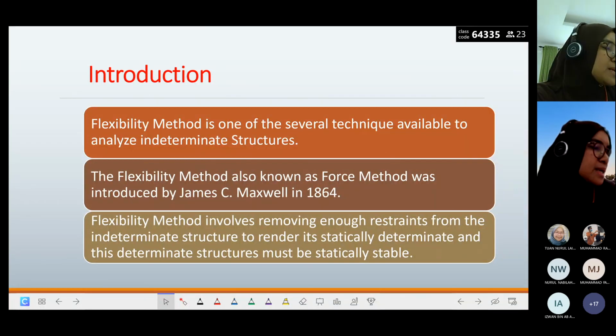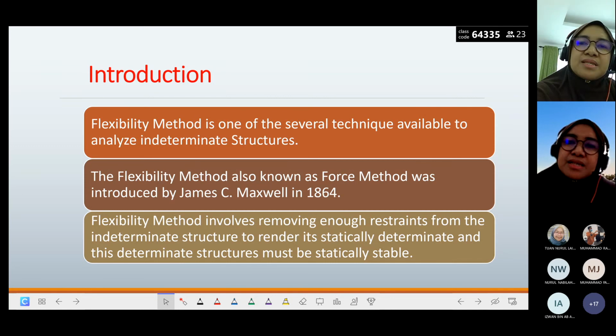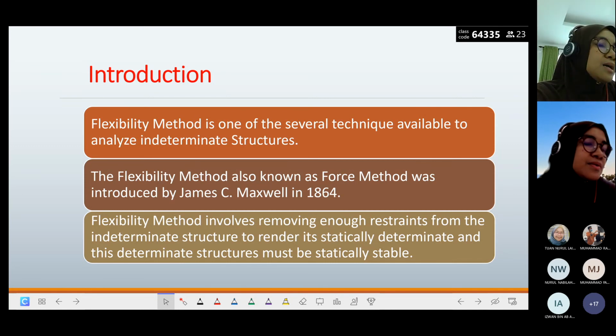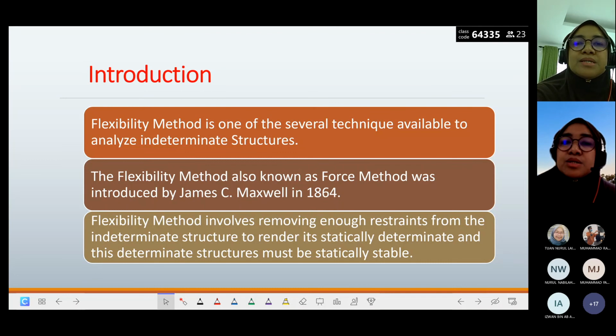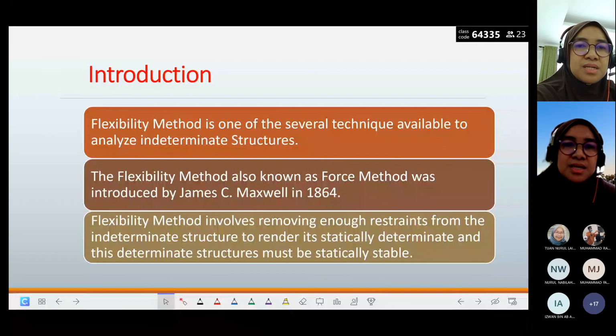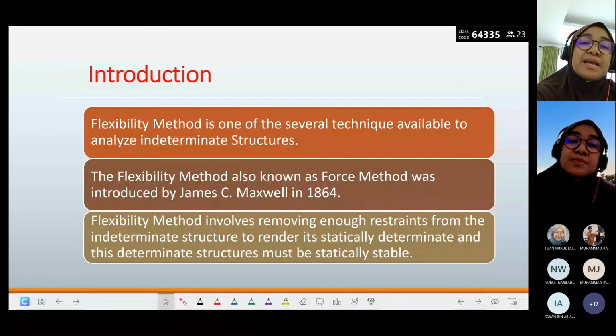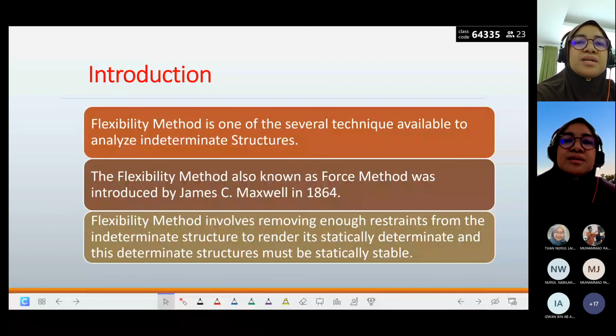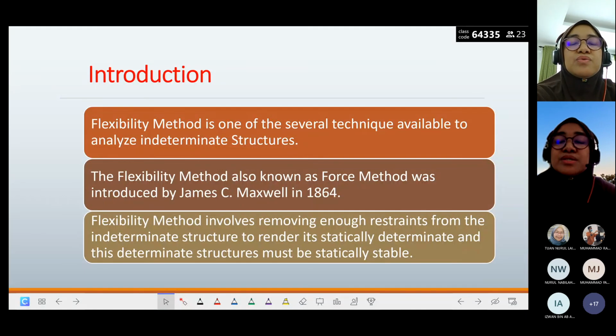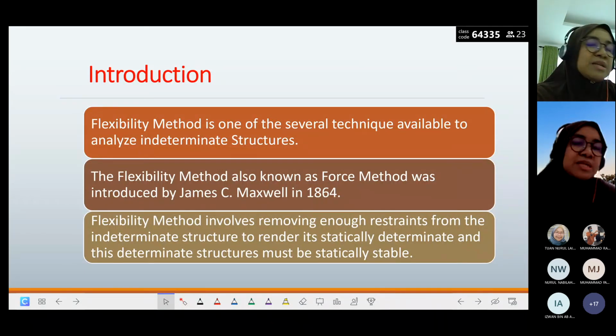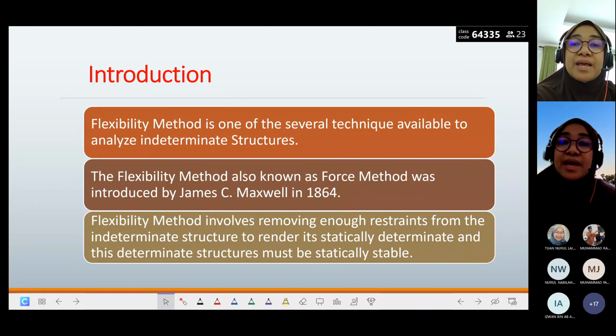Okay, the flexibility method is one of several techniques available. Of course, the stiffness method as well as the moment distribution method are other techniques to analyze indeterminate structures. But the flexibility method takes place whenever we cannot determine the reactions using equilibrium equations.